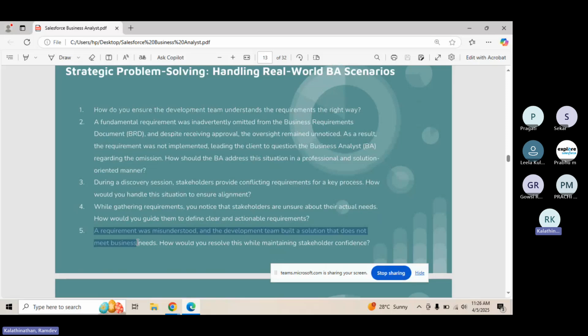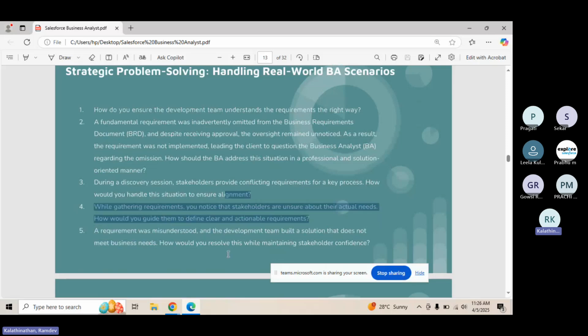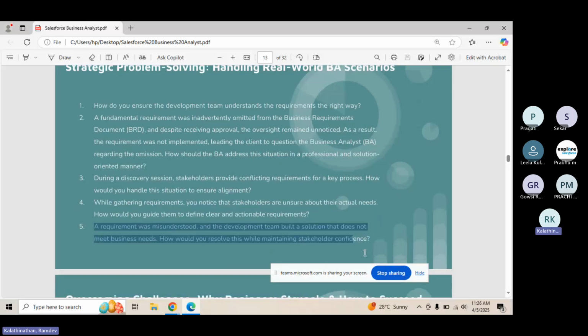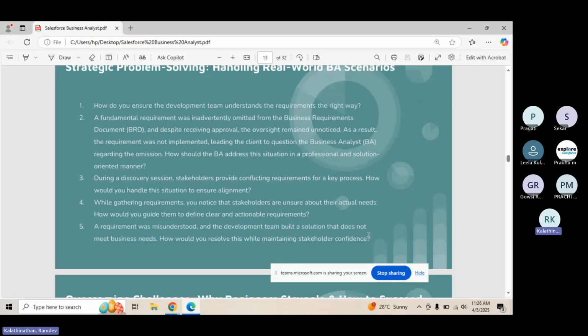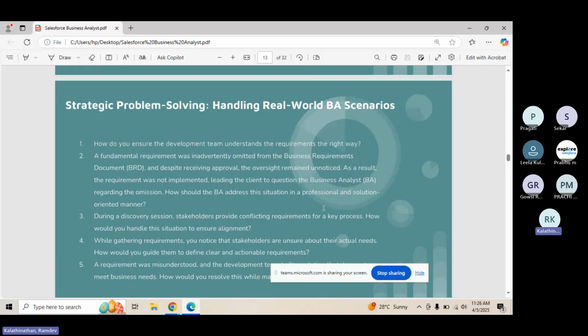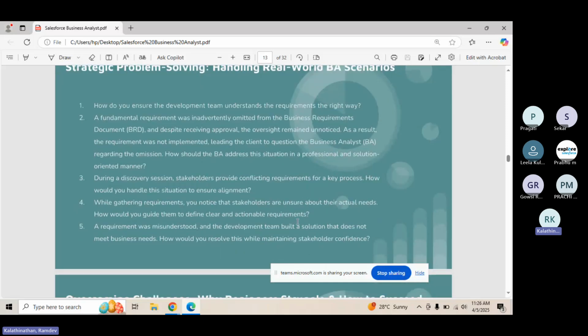And then a requirement was misunderstood, and the development team built a solution that does not match the business needs. Then how would you resolve the situation? You cannot openly agree to the customer that we have made a big mistake. At the same time, you can't hide the complete thing from the customer. So how will you manage and balance the relationship without losing the customer's confidence? These are a few things that you all can take a note of, think through, and share with me what your understanding is.